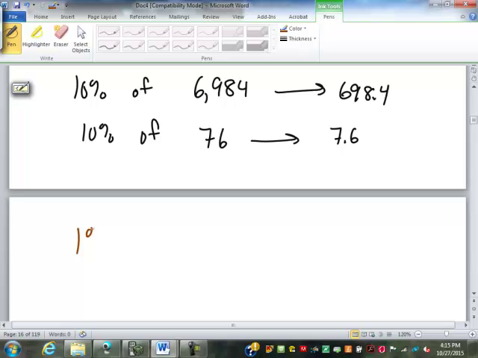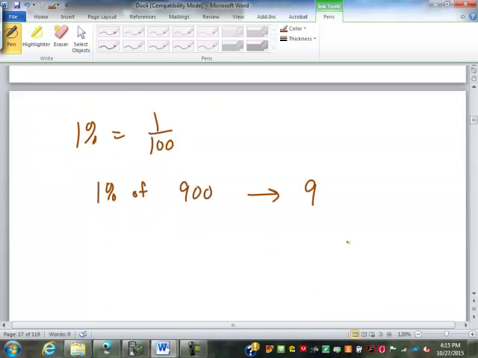1% means 1 out of 100. No reducing that one because it's already at 1. But 1 out of 100. Let's find what is 1% of 900 going to be? 9, right? If 1% of 100 is 1, 1% of 900 has to be 9. What's 1% of 30 going to be? 0.3. How do we get that? Well, 1% is 1 out of 100, or dividing by 100. So to divide by 100, I just move the decimal point 2 spots. 900 becomes 9. 30 becomes 0.3.